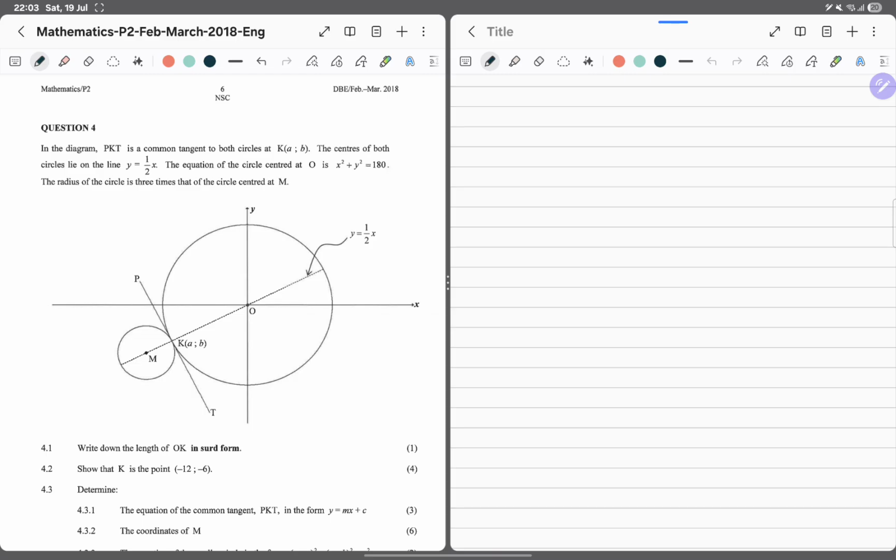Let us have a look at this question from way back, March 2018, just as a way of practicing, keeping it going.